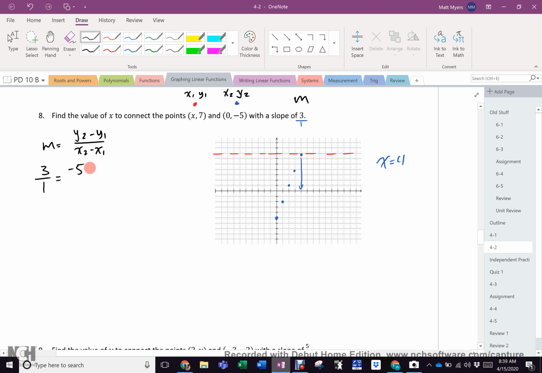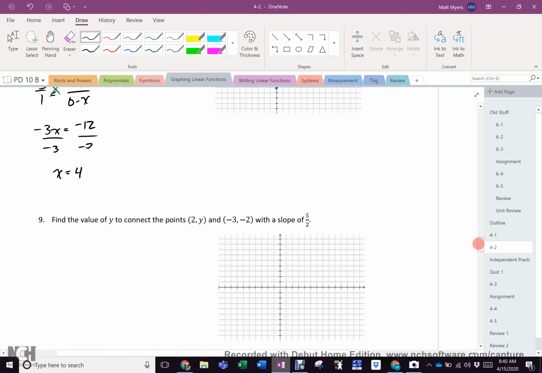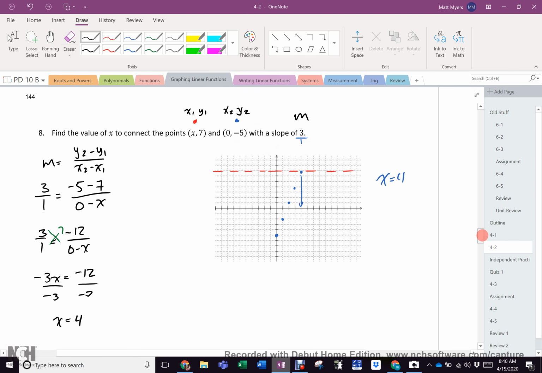y2 is negative 5 minus 7 over 0 minus x. So that is 3 over 1. Negative 5 minus 7 is negative 12 over 0 minus x. Of course, we cross multiply. 3 times 0 is 0. 3 times x is negative 3x equals negative 12. Divide both sides by negative 3, and x equals 4, which we knew would be the right answer.